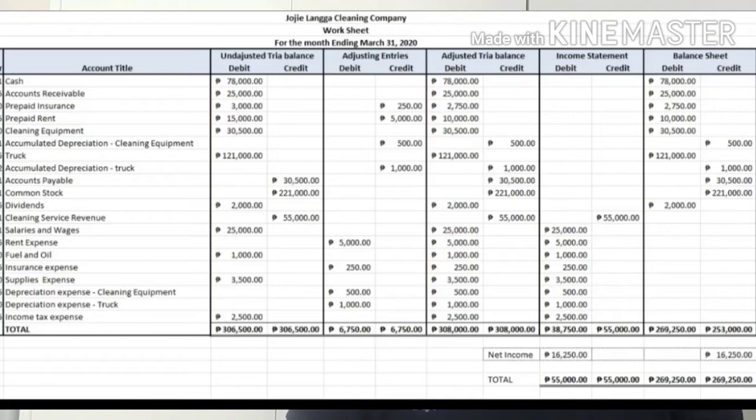For prepaid rent, we have a debit balance in the unadjusted trial balance of 15,000 and a credit in the adjusting entries of 5,000. So we have a net debit balance of 10,000.